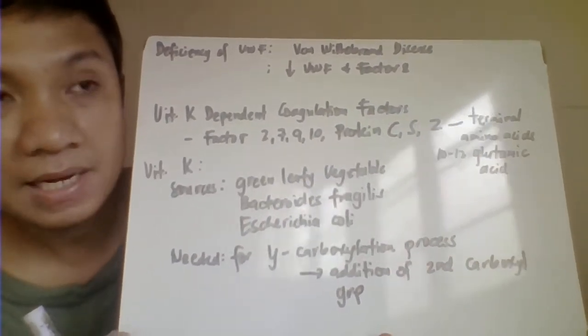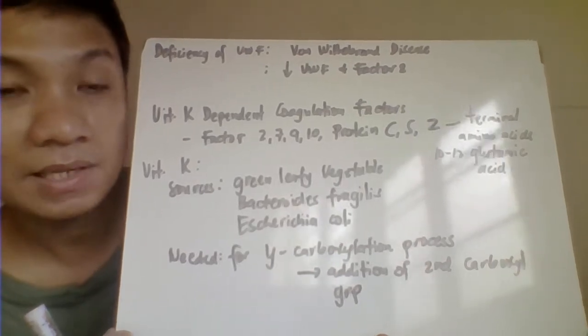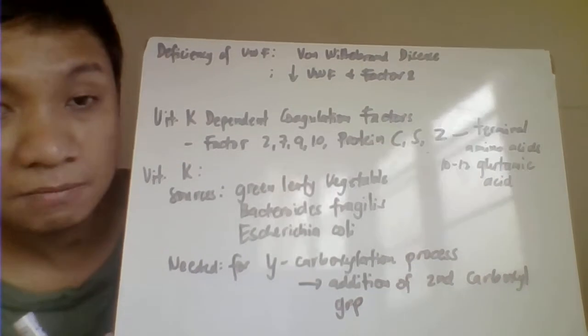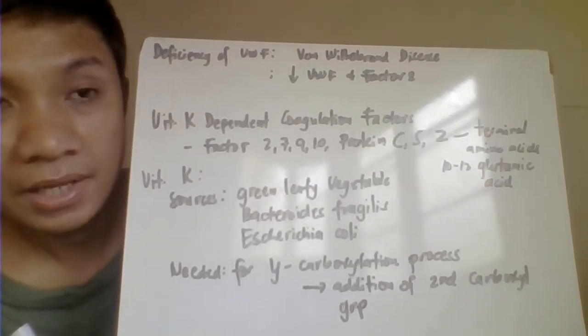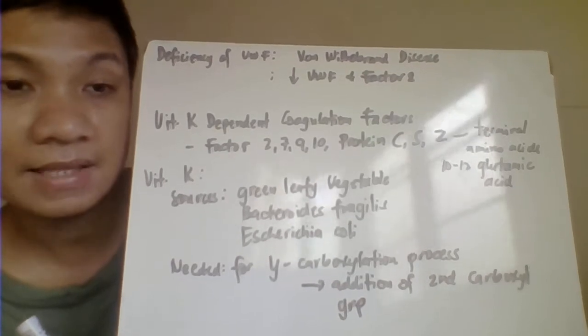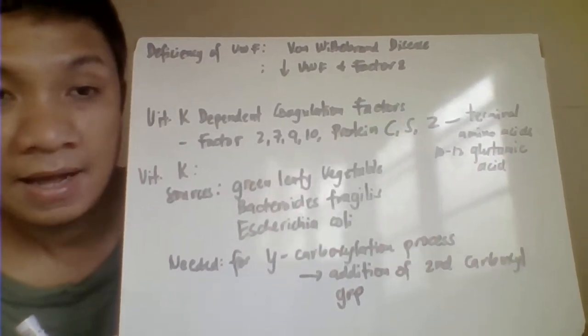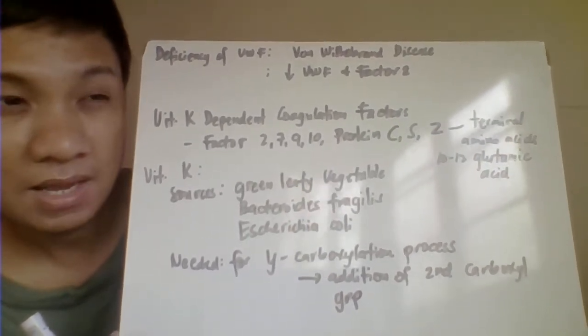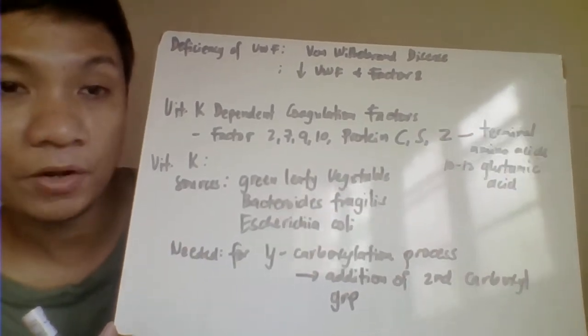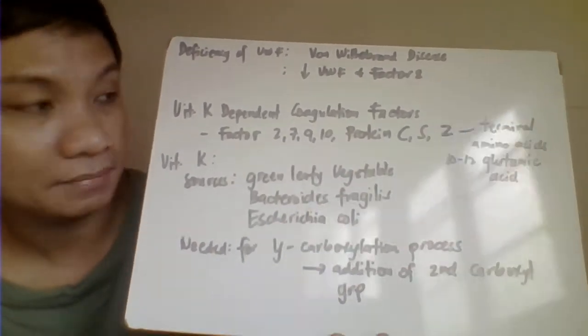Okay, so basically, pag ang von Willebrand disease, ang ating treatment for that, you give von Willebrand factor concentrate. On the other hand, pag ang patient natin ay may hemophilia A, so ang treatment natin ay anti-hemophilic factor A. Okay, your factor 8 concentrate. Ang ibinibigay natin, hindi yung von Willebrand factor na concentrate.